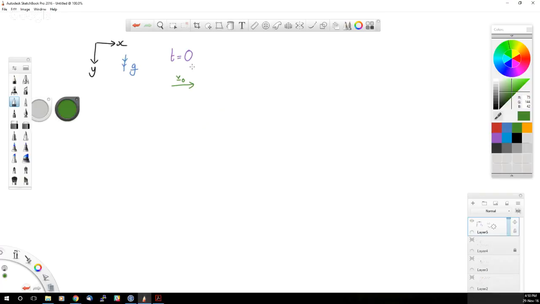Calculate the magnitude and the direction of the velocity at times t equals 1, 2, 3, and 4 seconds. I'm going to just call these t1, t2, t3, and t4. We know that horizontally there is no acceleration. The only acceleration we've got is down with an acceleration g. So in all of these, we're going to have a horizontal component of the same length as the initial velocity.